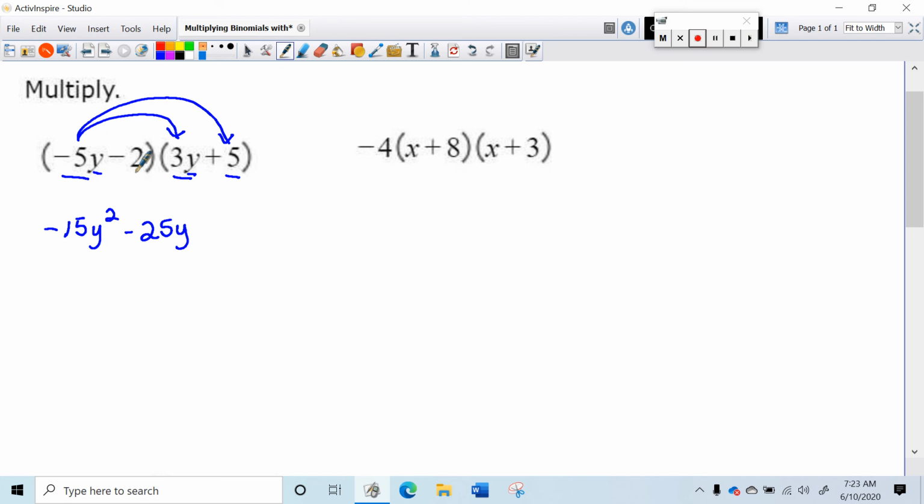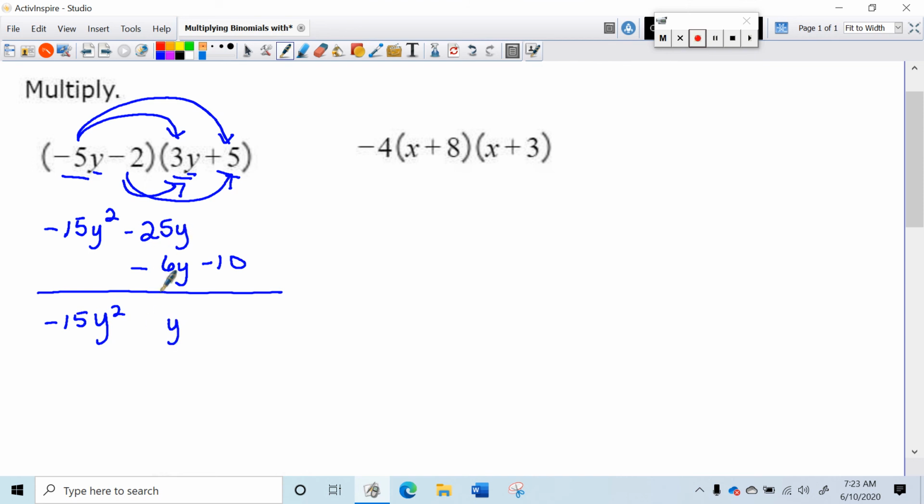Okay, now I'm going to do the same with the negative 2. So negative 2 times 3 is negative 6, and there's a y. So watch where I put that. I'm going to put that with my y's. You want your letters to match up with your exponents. Negative 2 times 5 is negative 10. So for my y squareds, I have negative 15 of those. For my y's, a negative 25 and another negative 6 is a total of 31 negatives. And then bring down your negative 10, and that's the answer. That's called the distributive property.